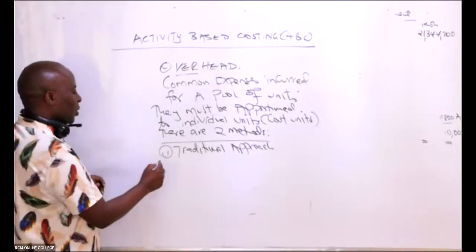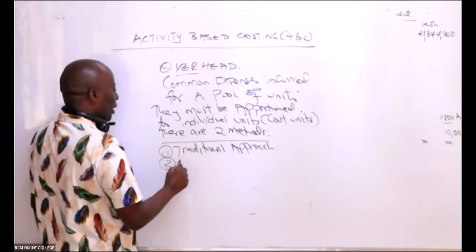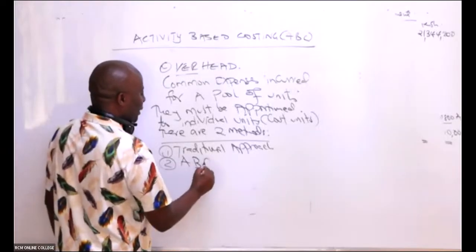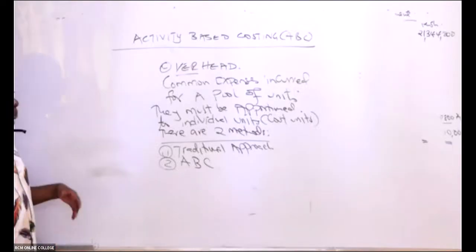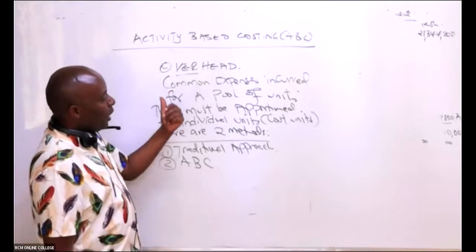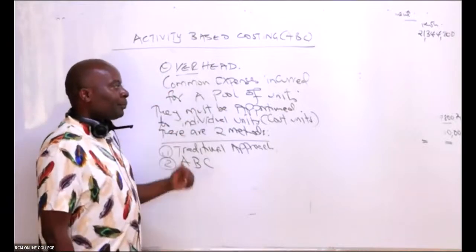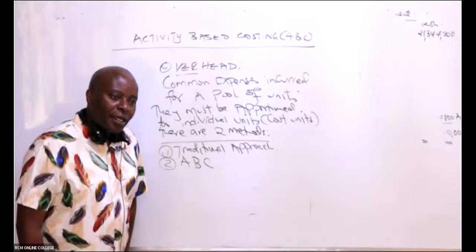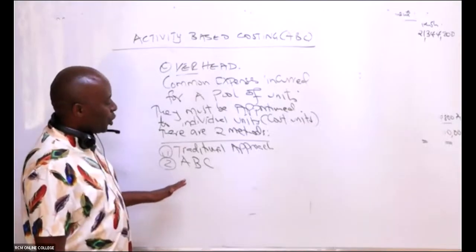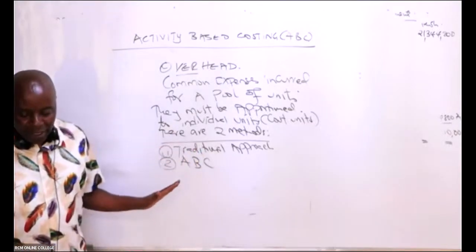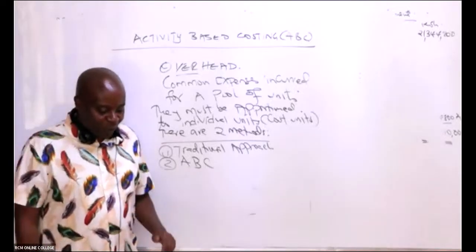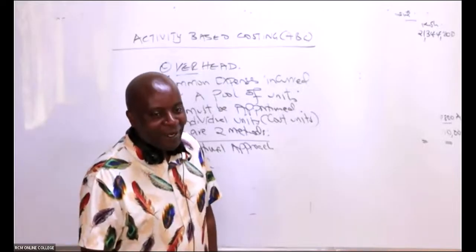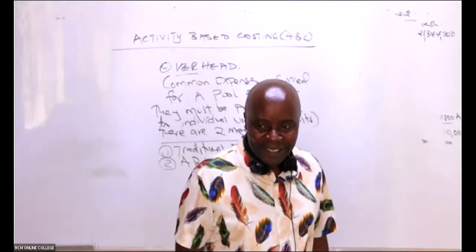And then we have the second one, which is now modern, what we call activity-based costing. So you've got two approaches of doing this apportionment of these common expenses to the cost units. The first method is called the traditional approach, and then we have ABC, activity-based costing. What is the difference between the two methods? Do you know the difference between the two methods?